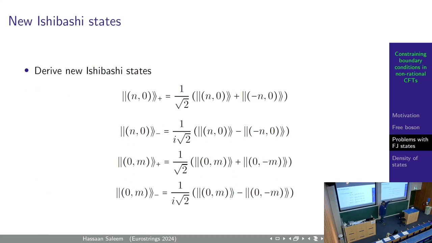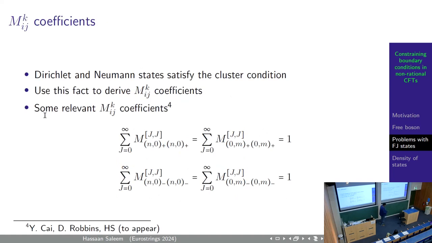The advantage of these Ishibashi states is that if you write the Dirichlet and Neumann states in terms of these Ishibashi states, then the coefficients become real. You don't have to deal with complex numbers anymore. Okay, so if you do that, you can use the fact that Dirichlet and Neumann states do satisfy the cluster condition, and that particular fact puts some constraints on these M coefficients. The constraints come in this form, that these particular M coefficients should sum up to give you 1. This should be true because we do know that the Dirichlet and Neumann states do satisfy the cluster condition. Now we can do the same thing for Friedan-Janisch states, and let's see what happens.